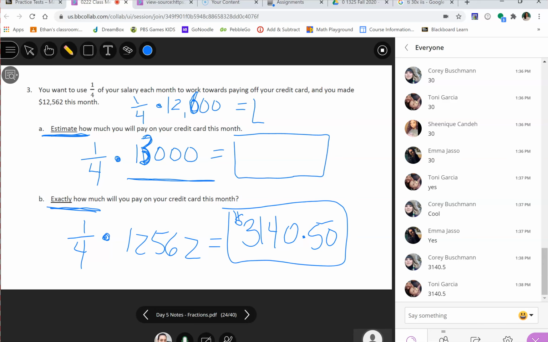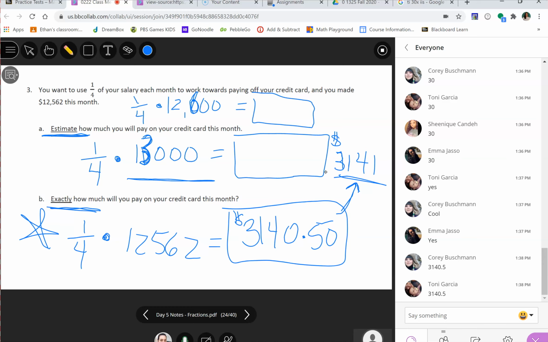So MyMathLab is supposed to be programmed to accept a variety of answers. What MyMathLab does not want you to do is to find the exact answer and then just round that. So if you enter 3141 because you rounded the exact answer, MyMathLab's going to count it wrong. Does that make sense? So don't find the exact answer and then round it. Do some kind of rounding before you take the fraction of it, and it should count it right. If for some reason it's not, just send me and ask the instructor and I'll override the gradebook.